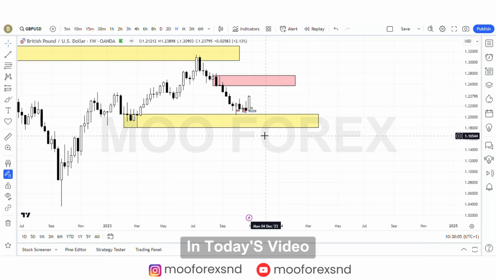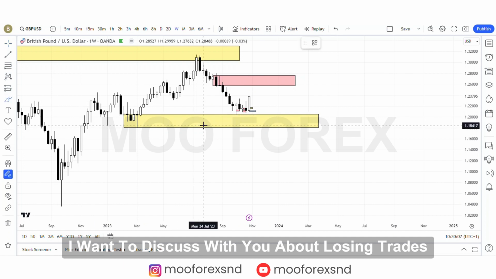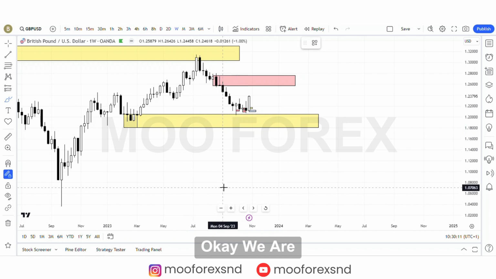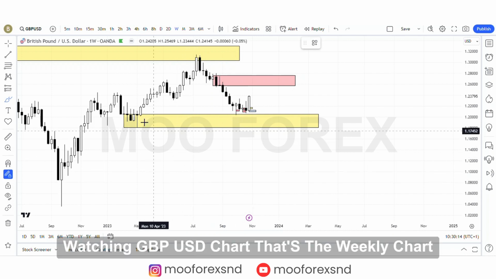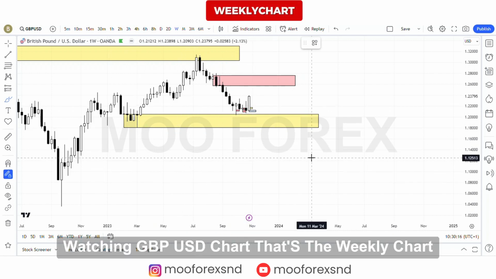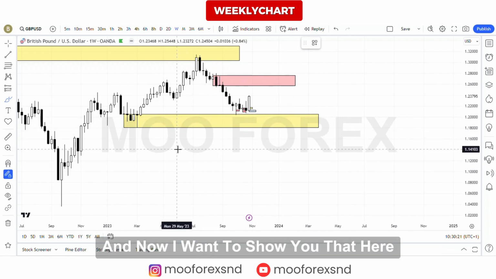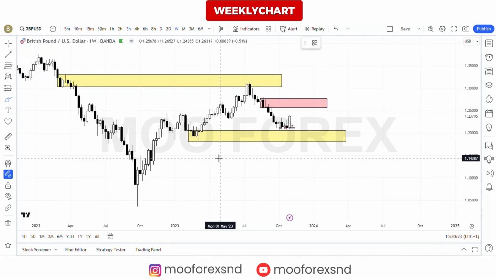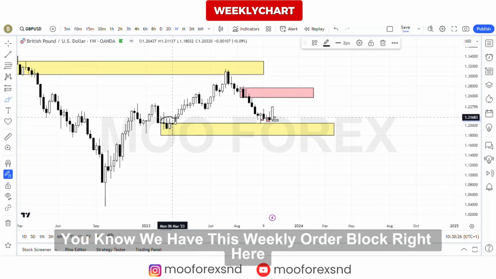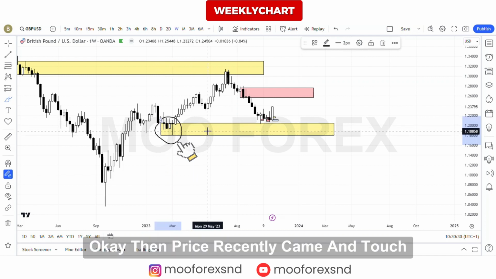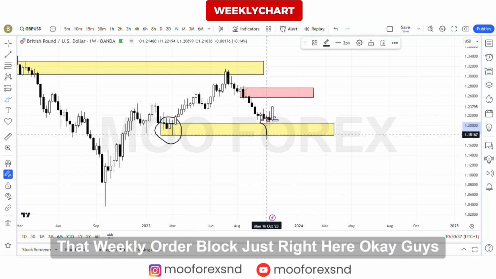In today's video, I want to discuss with you about losing trades. Okay, we are watching the GBP USD chart. That's the weekly chart. And now I want to show you that here, we have this weekly order block right here, as you can see here. Okay. Then price recently came and touched that weekly order block just right here.